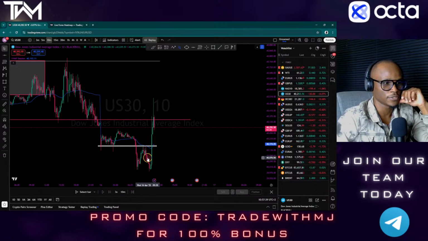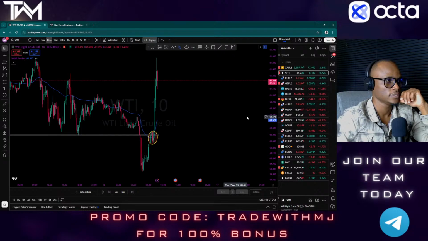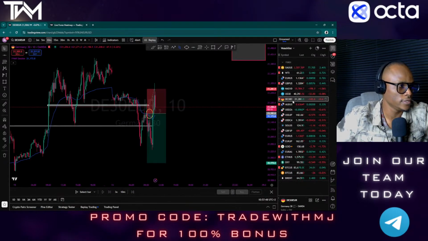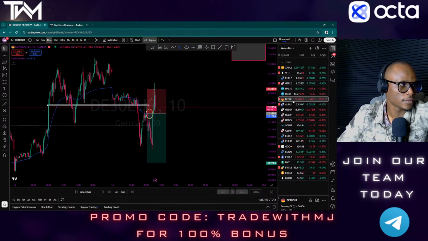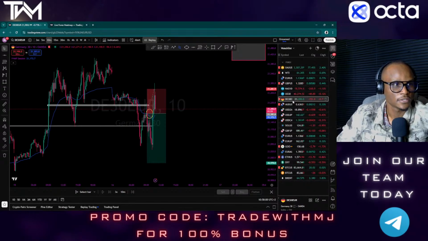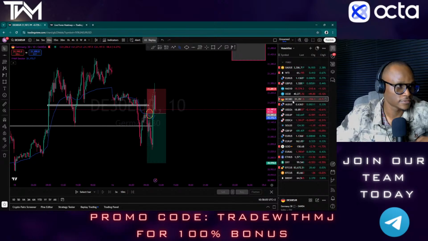US30, my buy was going to come at 40,000. Missed it. WTI also gone. Missed it. No trades for this one. I think my attention now will be on this German 40. It's still down, by the way. This move to the upside really means nothing. It's still down by 0.71%, so there is still a chance for this thing to be down the whole day.